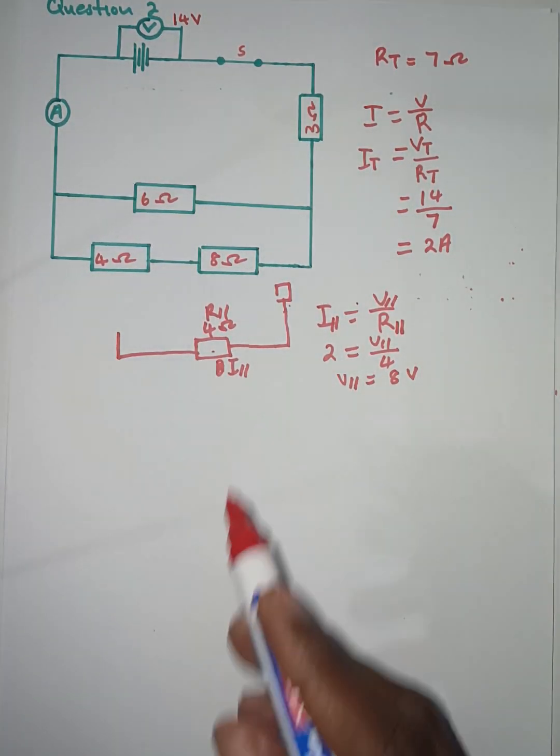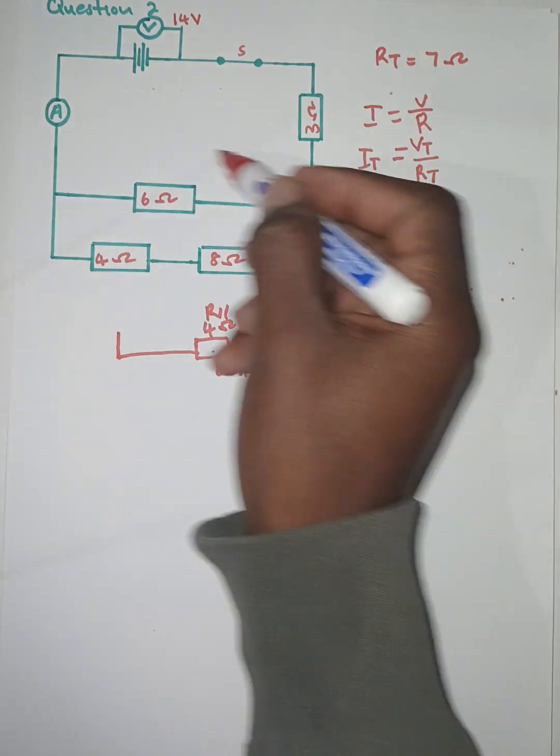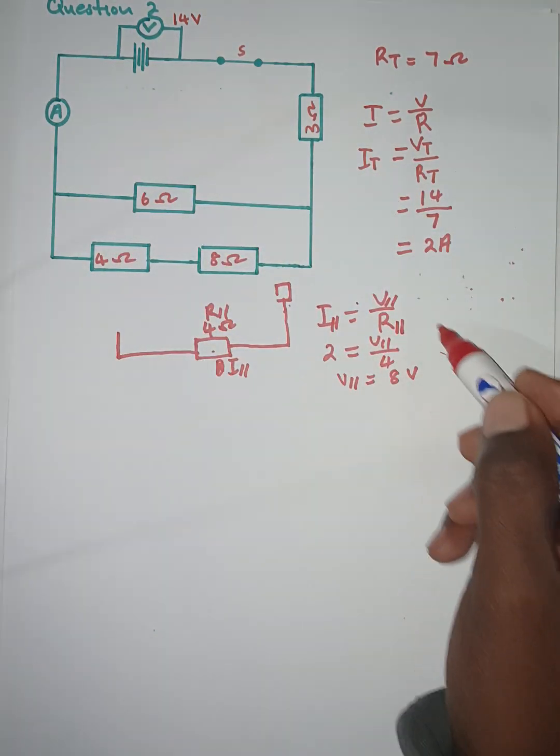So if we check the fourth question, 2.4, they said to calculate the current that is passing through our 6 ohm resistor. Now remember we said that resistors that are parallel to one another use the same voltage, right? So in a sense we would be able to know the voltage across this branch. It would actually be 8 volts.